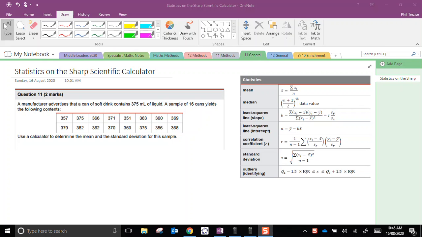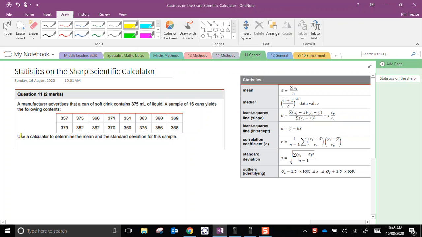Hi everyone, this lesson is going to show how to use the Sharp scientific calculators to do mean and standard deviations. So I've got a sample question here from one of the QCAA exams, and it talks to us about a manufacturer advertises cans of soft drink contain 375 mils of drink, and a sample of 16 cans was measured, and these were the volumes in each of the different cans.